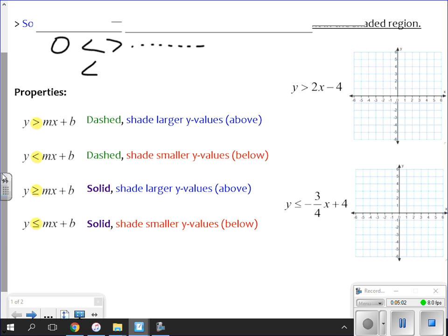If I had less than or equal to or greater than or equal to, I had a solid filled-in circle. I have a solid filled-in line. Same idea. If it was an open circle, it's going to be a dashed line. If it would have been a closed circle, it would be a solid line. Okay?